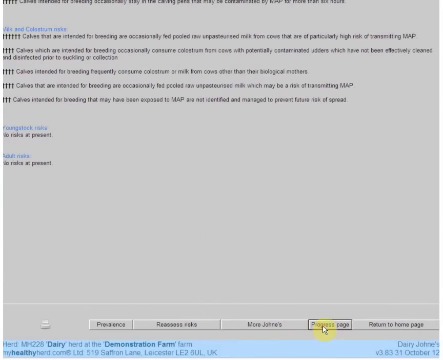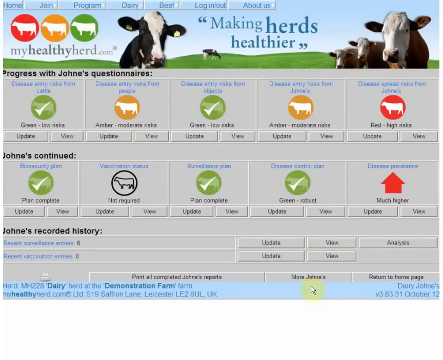So, where are we now? We've completed the risk assessment. We've completed the general biosecurity risk and disease entry, the disease entry risk for Johne's, and the spread. So this is an amber-red herd, and the predicted prevalence would potentially be a worry to me, and I think it would be important for us to proceed to the next stage of doing some strategic testing in this herd to see if the disease is present.